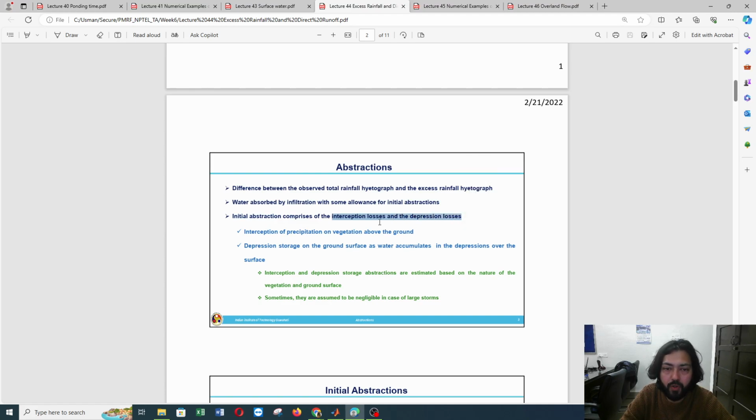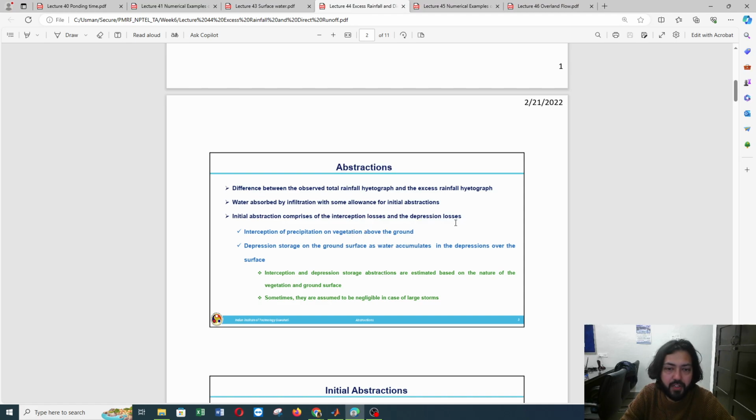Now we know what interception storage is, so we can relate what interception loss can be. Whatever water is stored by forest cover or by the branches or leaves of trees, that kind of water loss is called interception loss. Here we have said interception of precipitation on vegetation above the ground. On vegetation is the keyword, so interception losses will occur wherever there is vegetation.